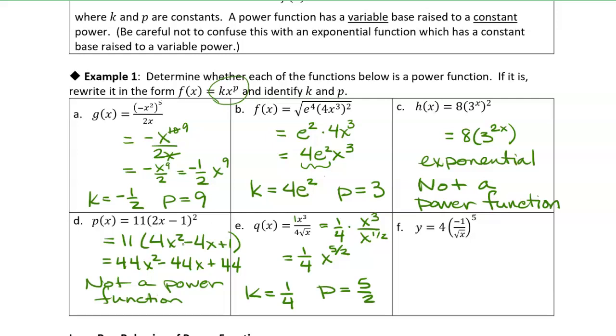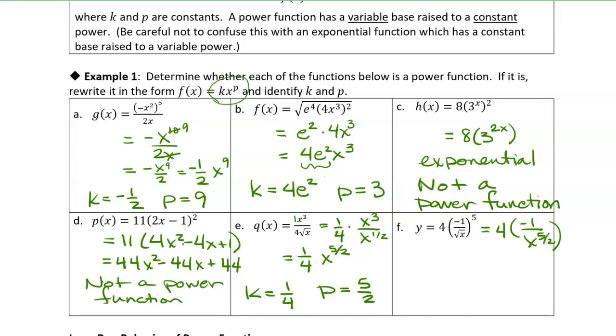All right, we got one more here. Now I'm just going to simplify this fifth power. I'll leave this 4 as it is, and I'm going to bring the fifth power inside here. And -1 to the fifth power is just -1. And then the square root is x to the 1/2. So 1/2 times 5 gives us x to the 5/2, right?